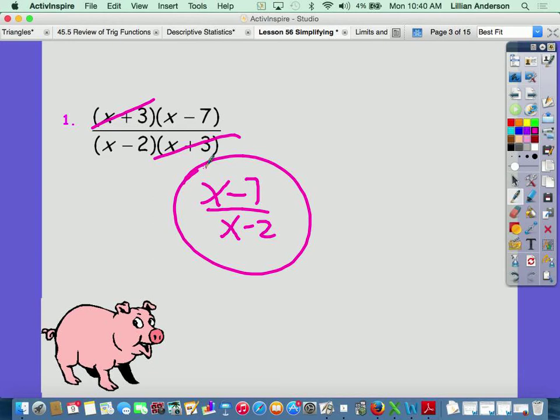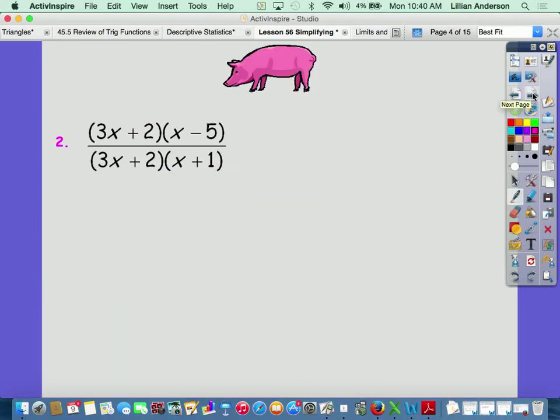Here we go. I saw some of you already working, so what do they have in common? Those go away, and I'm just left with x minus 5 over x plus 1. You don't put parentheses like they do in the example problem? Nope, you don't have to.